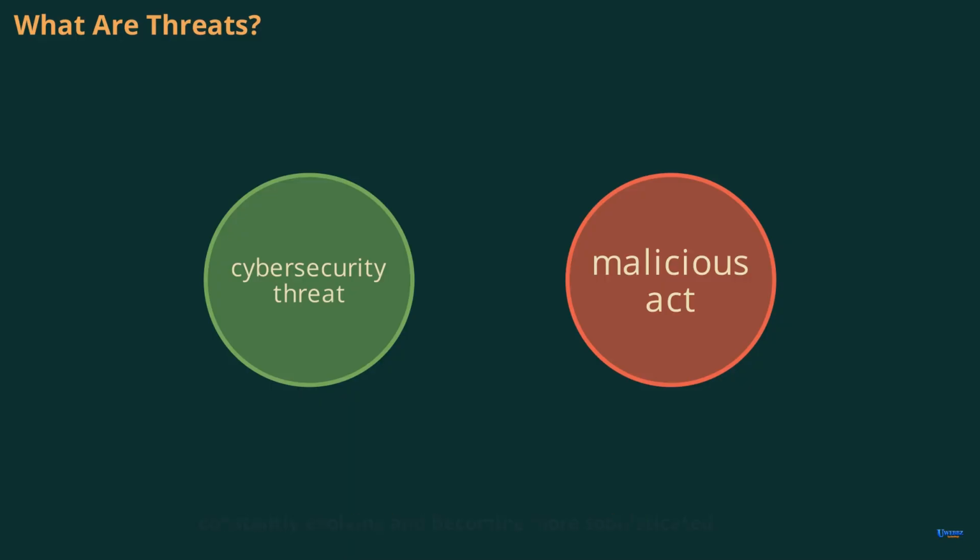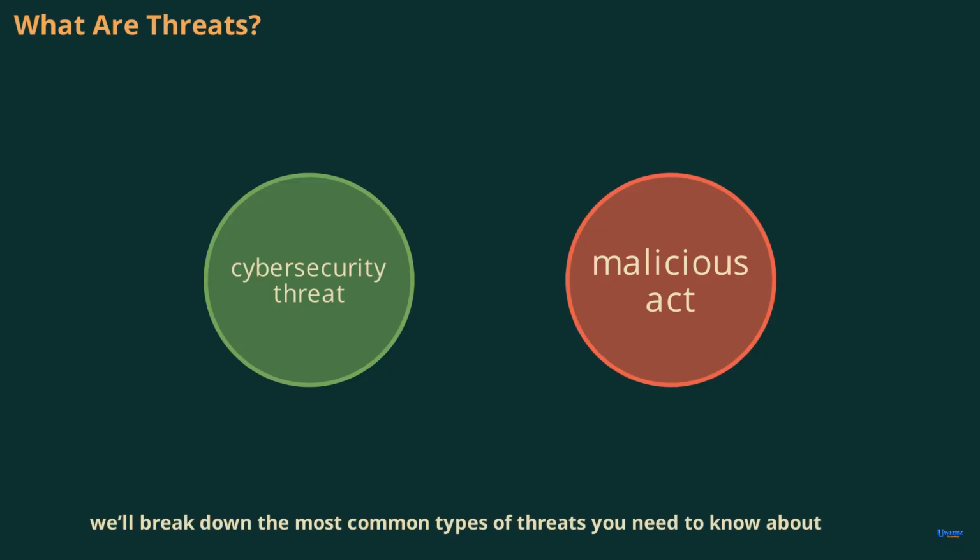They're constantly evolving and becoming more sophisticated. These threats range from financially motivated cybercriminals to state-sponsored espionage groups. Attackers exploit weaknesses in technology, processes, and even human behavior to achieve their goals. Some threats aim to steal money or data, while others seek to disrupt operations or cause reputational harm. Recognizing the diversity and adaptability of these threats is the first step in building a strong defense. In the next scenes, we'll break down the most common types of threats you need to know about.